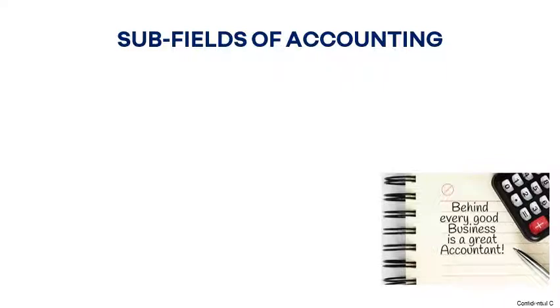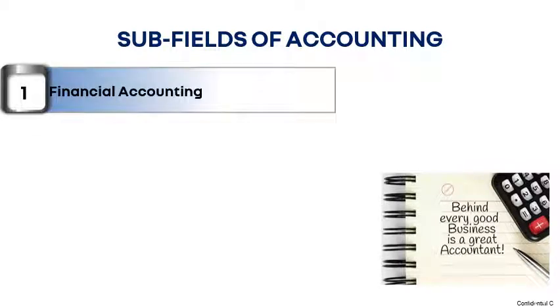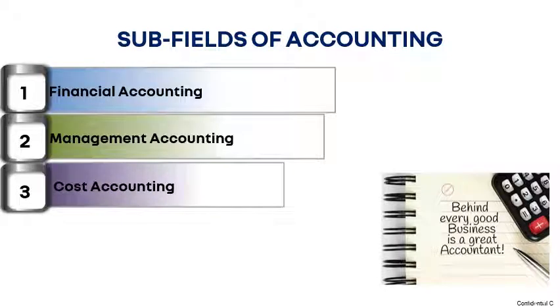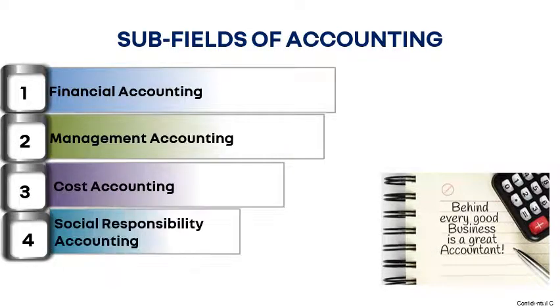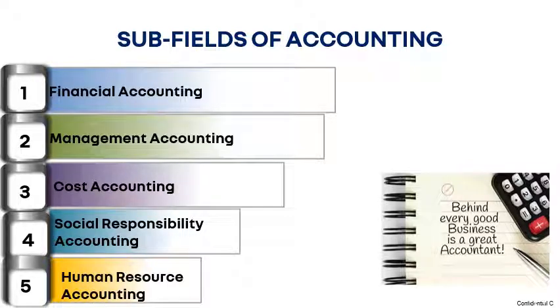Let us understand the subfields of accounting. One is financial accounting, the second one is management accounting, the third one is cost accounting, the fourth one is social responsibility accounting, and the fifth one is human resource accounting. These are all the subfields of accounting. We all know financial and cost accounting. Social responsibility accounting and human resource accounting are something unique in nature.